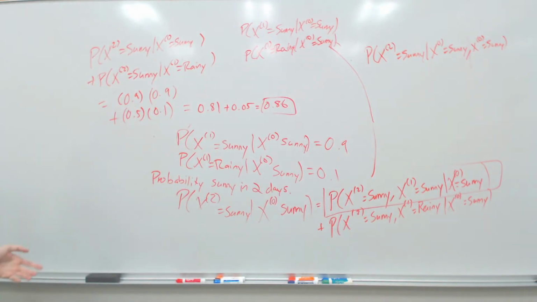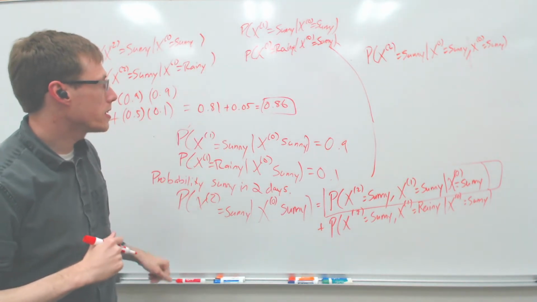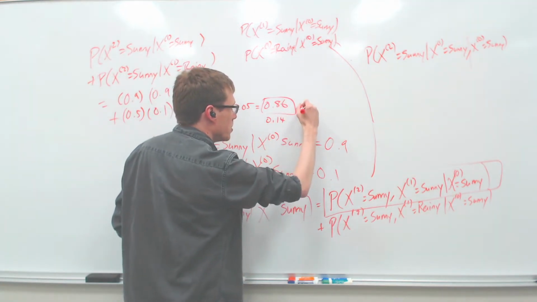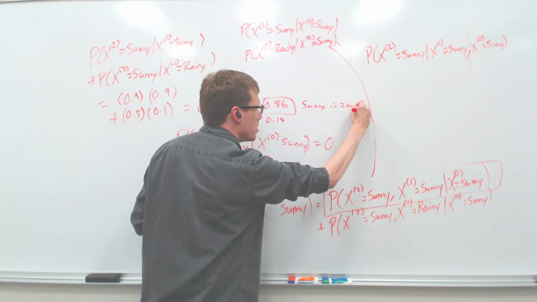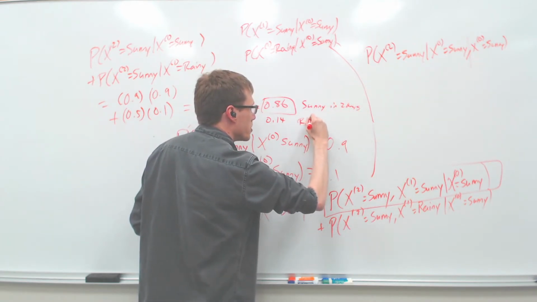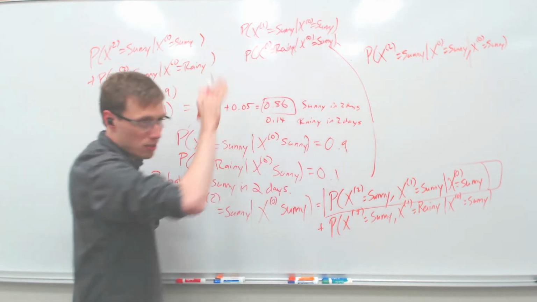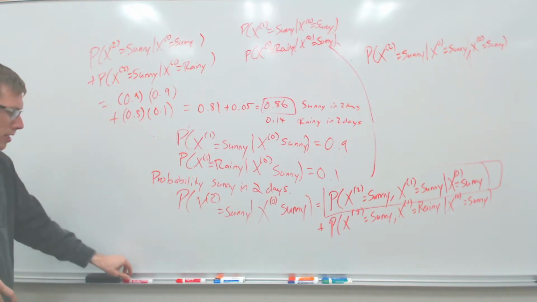And now if we want to get the probability of rainy in 2 days, well, we can do this whole thing again. Of course, we can skip a little bit to quickly get there, but we also know it's just going to be 1 minus this, right? So sunny in 2 days, and then rainy in 2 days. All right, that was tedious math, but easy enough, right? We can easily do it.